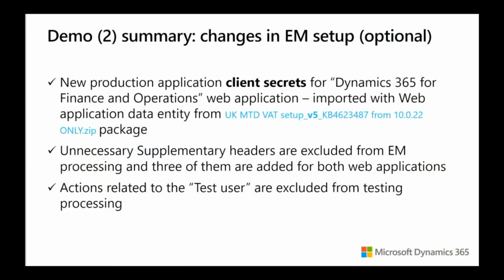So, a short summary of what was shown in the second demo. We watched how to import the new production application client secret from the package and exclude unnecessary supplementary headers setup, and leave only those 3 which can be potentially used as an alternative to usage of external web services for public IP. And we also excluded unnecessary actions related to test user, because now HMRC's developer portal provides the possibility to generate a test user in a more useful way.